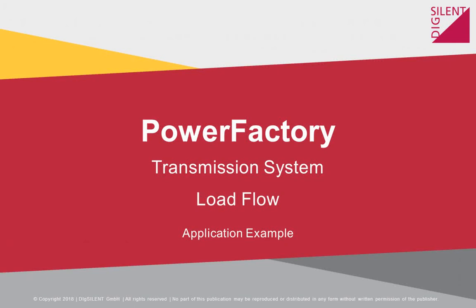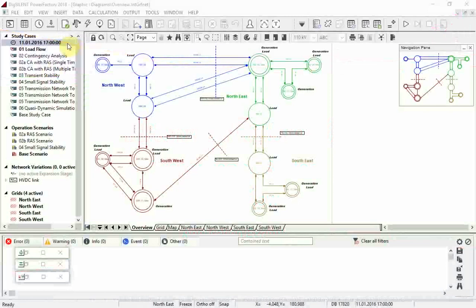This example introduces the transmission network model and associated graphics, and demonstrates the use of the AC load flow. With the project activated, you will see the project overview on the left-hand side. Study case 01 load flow should be activated, together with scenario-based scenario.